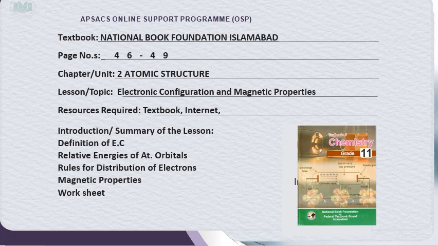In today's lecture, we will learn about the electronic configuration and magnetic properties of the atoms. It will include the definition of electronic configuration, then how to fill the orbitals according to their relative energies, then rules for the distribution of electrons in the different energy sublevels or orbitals. Then the magnetic properties will be discussed, and at the end a worksheet is given.